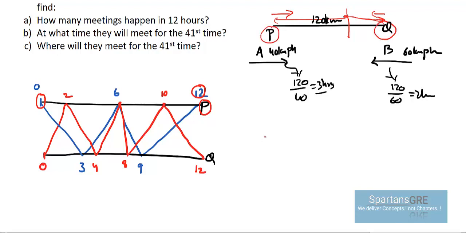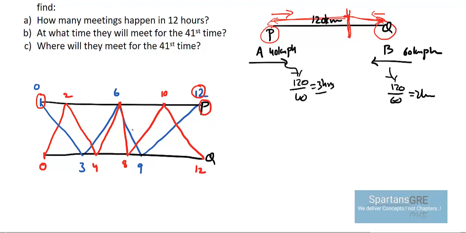Understand? What I mean to say is, once they meet somewhere here, for A to reach here it will take less time, and for B to reach here it may take more time. It's not compulsory that they will reach at the same time after crossing each other, but at one point of time they will reach their original positions at the same time. That is called saturation time. That means after 12 hours they reach their original positions at the same time.